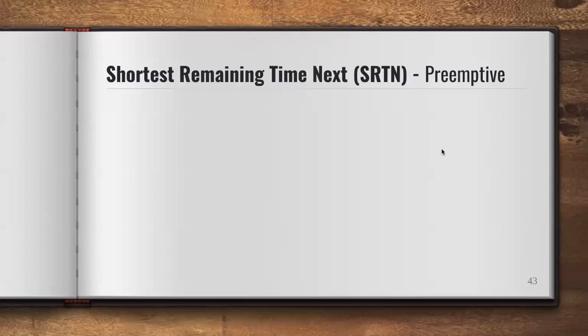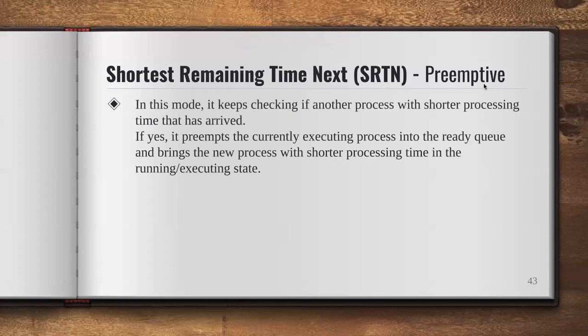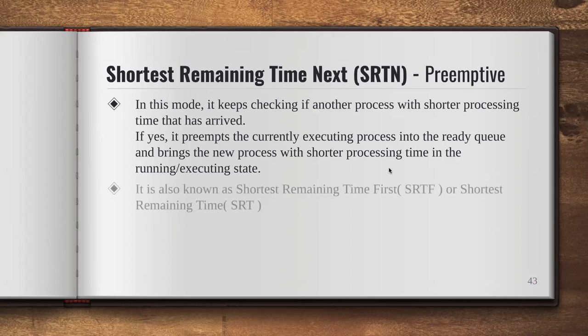Shortest Remaining Time Next, SRTN as it is called, is an algorithm. It is preemptive. In this mode, it keeps checking if another process with shorter processing time has arrived. If yes, it preempts the current executing process into the ready queue and brings the new process with the shorter processing time into the running state. It is also known as shortest remaining time first.